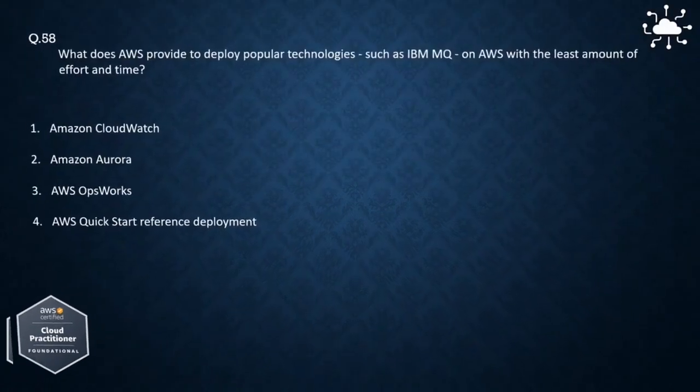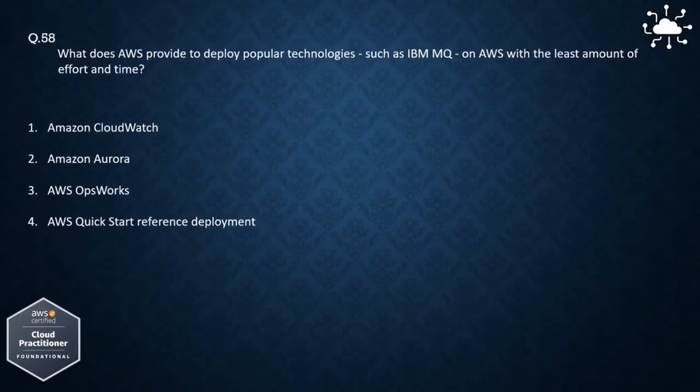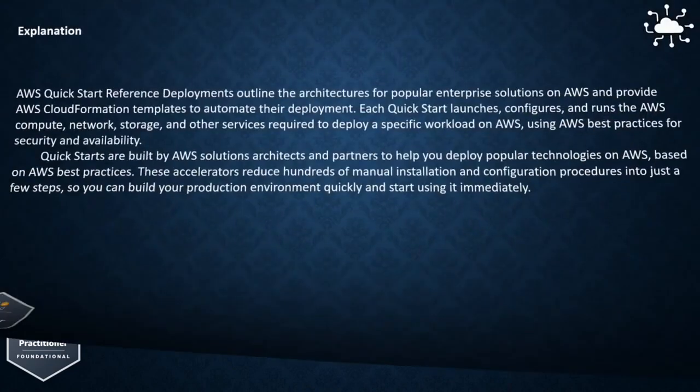Question 58. What does AWS provide to deploy popular technologies, such as IBM MQ, on AWS with the least amount of effort and time? 1. Amazon CloudWatch. 2. Amazon Aurora. 3. AWS OpsWorks. 4. AWS Quick Start Reference Deployment. The correct answer is AWS Quick Start Reference Deployment.